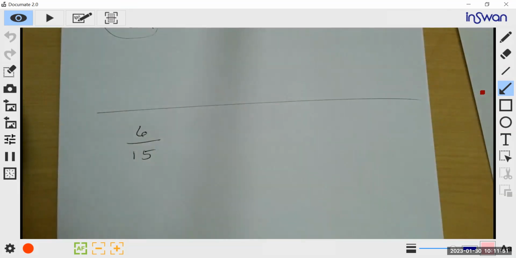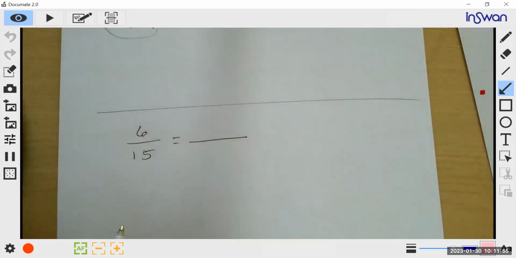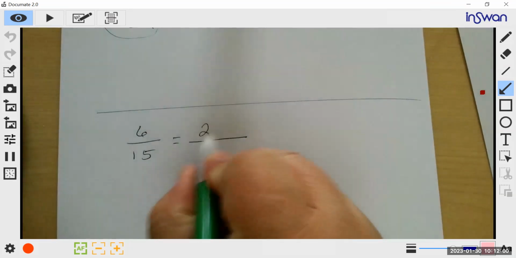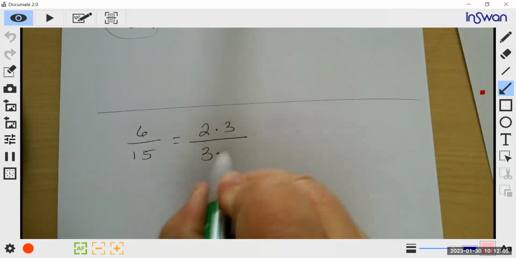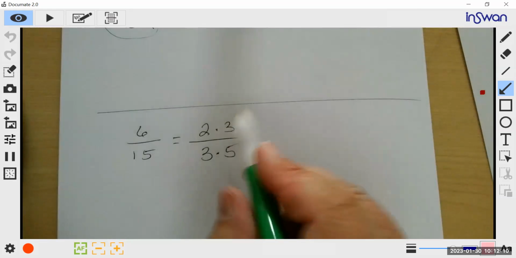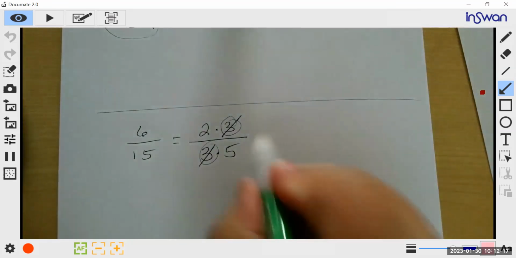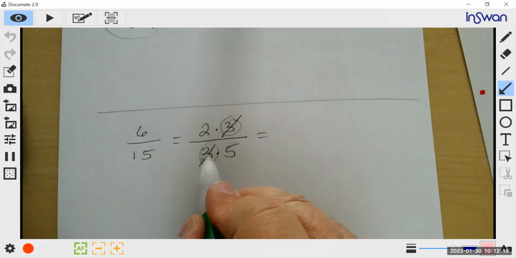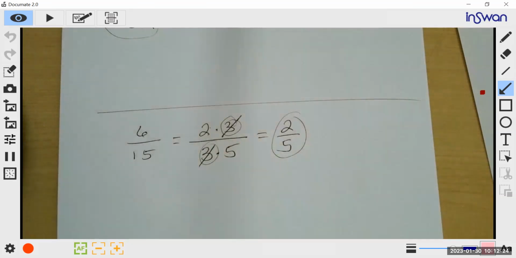Six divided by 15. Let's do something easy first. 6 is made up of what? 2 times 3. What's 15 made up of? 3 times 5. In division, as long as you have the same number in top and bottom, you can get rid of them. You can cancel them. Since the 3's are gone, what are you left with? 2 and 5. And there's a simplified version of it.